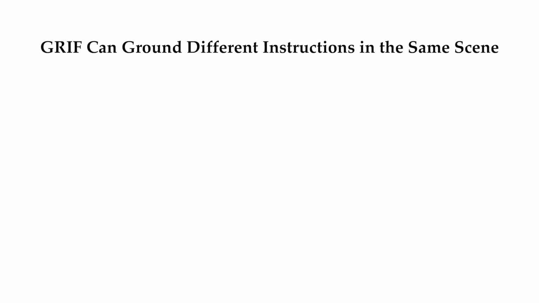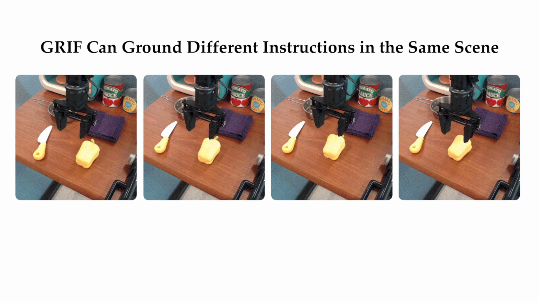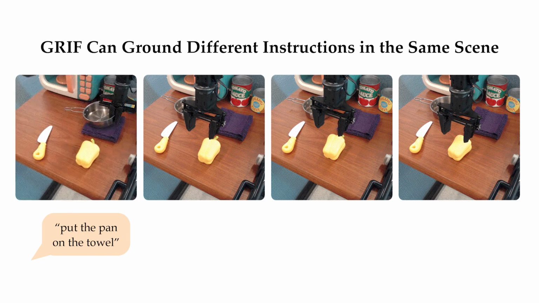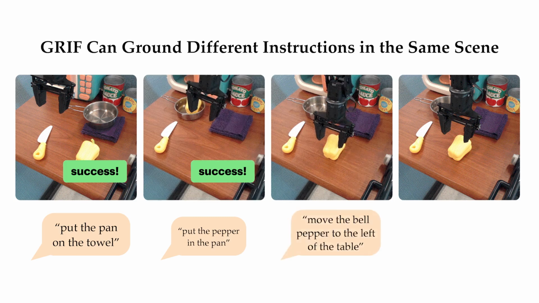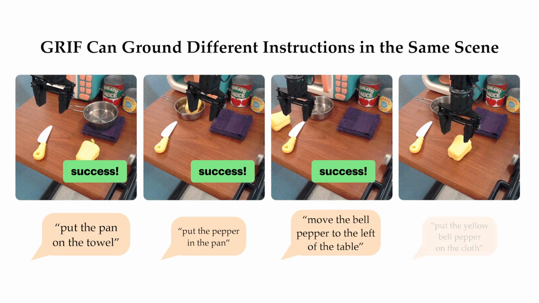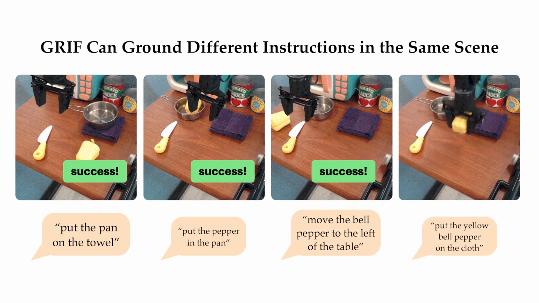Here are some examples of our GRIF approach, grounding and executing diverse instructions from the same initial scene. We can put the pan on the towel. We can put the pepper in the pan. We move the bell pepper to the left of the table. And we put the yellow bell pepper on the cloth.